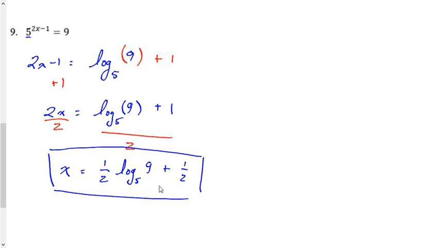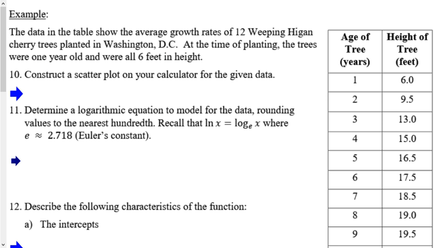Well, there are the review questions. Let's get into an example where we are looking at doing a regression. So in this situation, we have some data in the table on the right here. We have the age of a tree in years and the height of the tree in feet. So these are some weeping Higgin cherry trees planted in Washington, D.C.